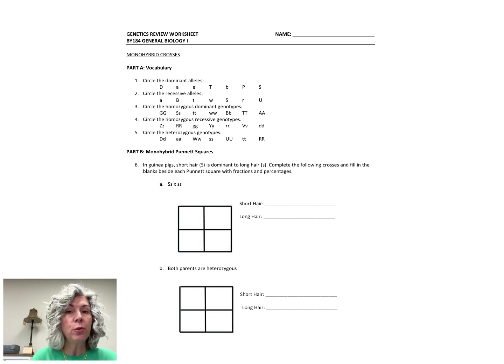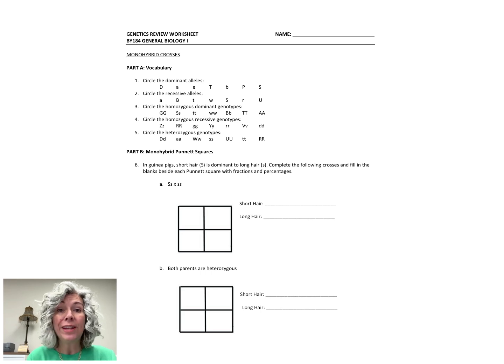I recommend that. So if you have not touched this sheet at all, I recommend seeing what you can do on your own first. Stop this video right here and hop over to that sheet and work through what you can, and then come back and watch the video and check your answers, okay? If there's something that you miss or don't understand, hopefully this review will catch you up. So we're going to jump in right here at the very first part, monohybrid crosses, part A, vocabulary.